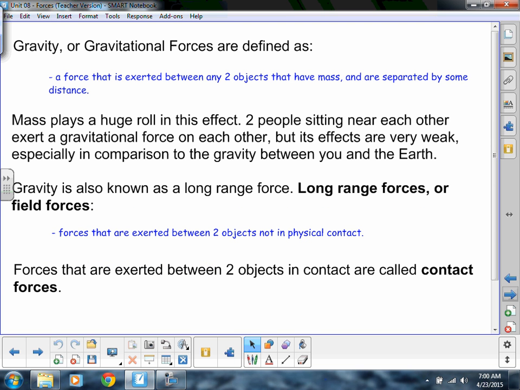The fourth, and the one that we have the most experience with, is gravity, or gravitational forces, defined as a force that is exerted between any two objects that have mass and are separated by some distance. Okay, this is actually Newton's law.